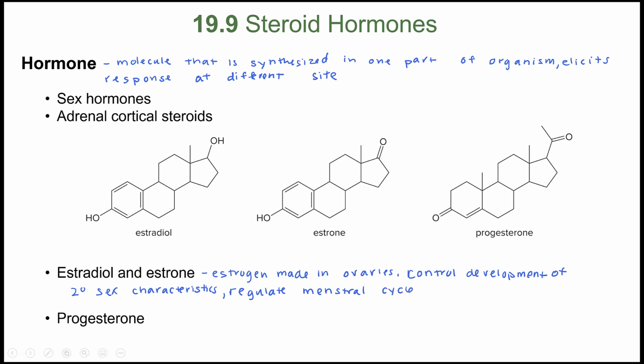Progesterone is a progestin that's also called the pregnancy hormone, and that's responsible for the preparation of the uterus for implantation of a fertilized egg.